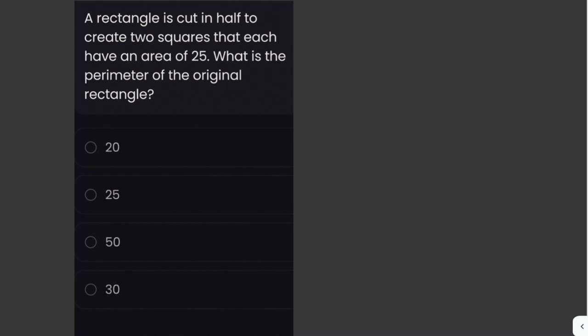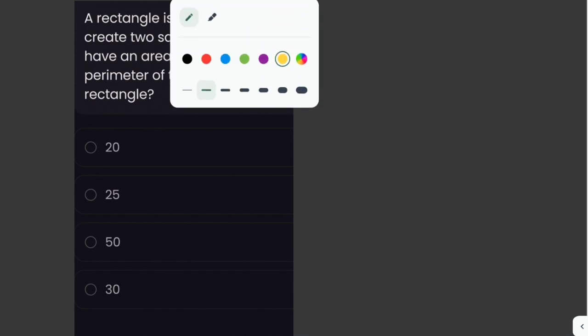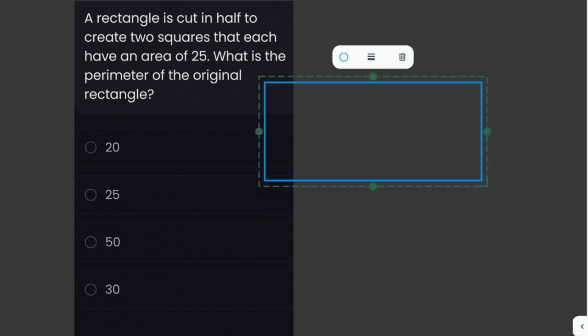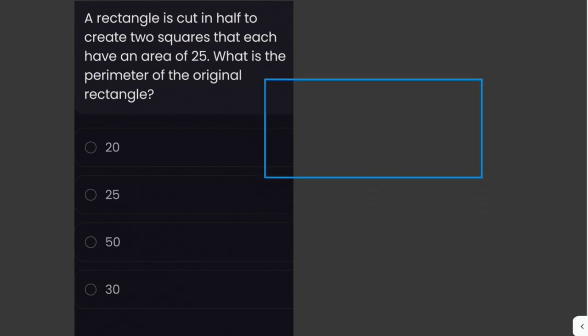A rectangle is cut in half to create 2 squares that each have an area of 25. What is the perimeter of the original rectangle? So let's draw a rectangle here. Let's say this is a rectangle, and it says it's cut in half to create 2 squares. Let's say these are the 2 squares that we created here, and then each of the squares has an area of 25.